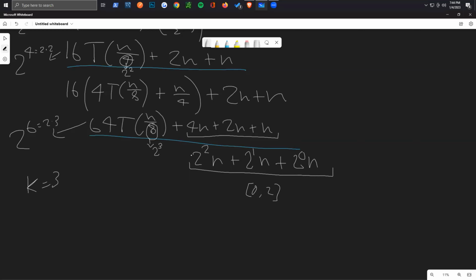But let's think of it this way. If we're in the call of 64 times t of n over 8, the stopping point that we're at in this function right now is 4n, which is 2 to the 2 times n. If you think about it, where can we get 2 from? We can just think of it as k minus 1, right? So this is 3 minus 1, which is equal to 2.